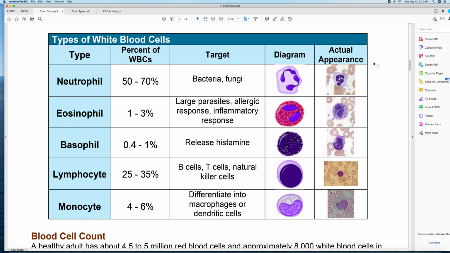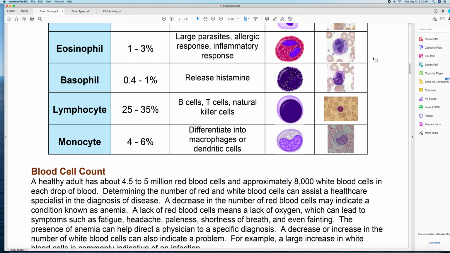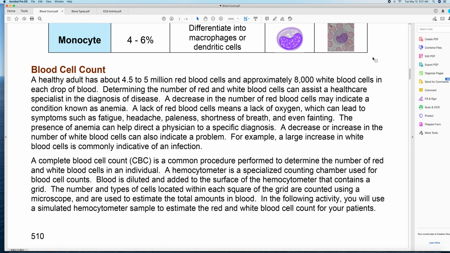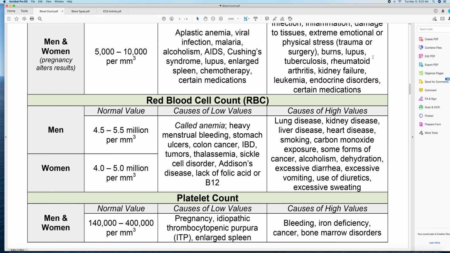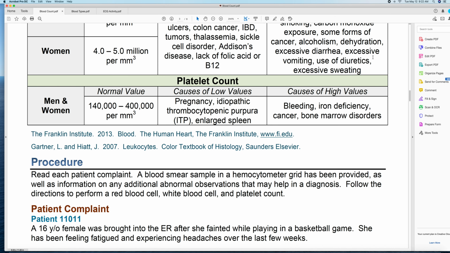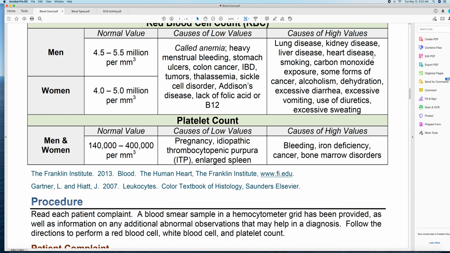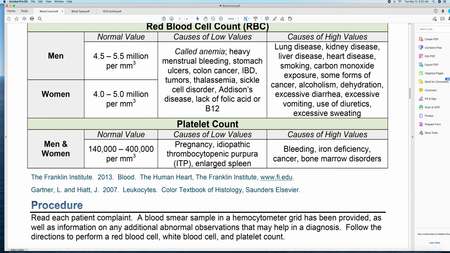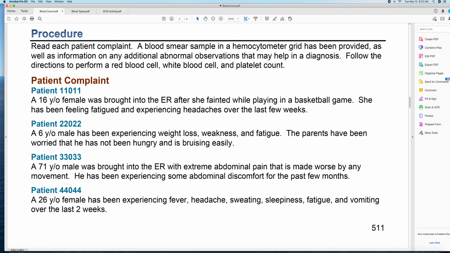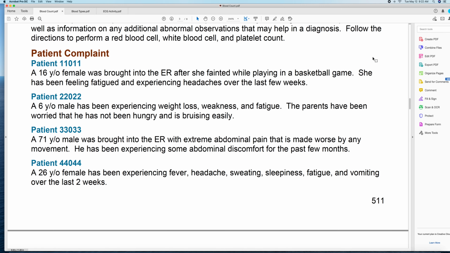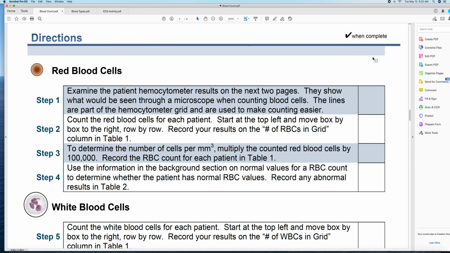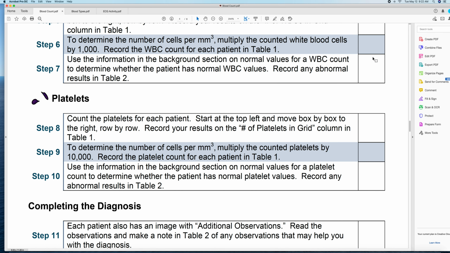Leuko meaning white, cyte meaning cell. And then blood cell count. And this is just talking about the different values that are normal for white blood cells, red blood cells, and platelets. From there, this is optional, but I do think it's interesting.